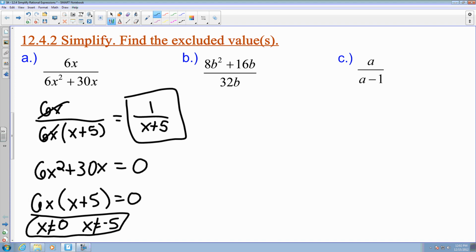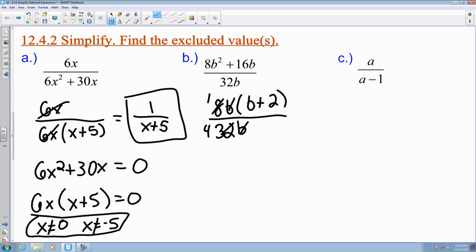Okay, let's look at B. To simplify this, I look at the numerator. I can factor out an 8b, which leaves me with b plus 2 divided by 32b. So I got a b and a b, so those cancel. And 8 over 32 can be reduced. If you divide both sides by 8, this will give you a 1, and 32 divided by 8 would be 4.